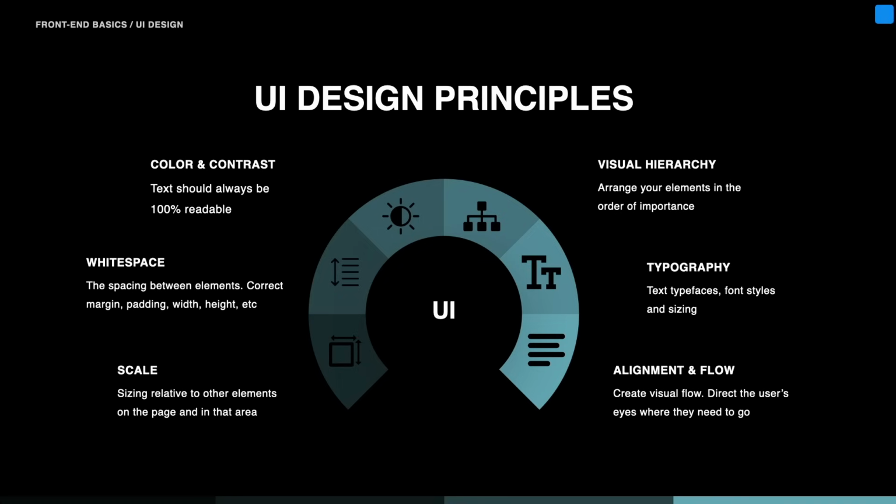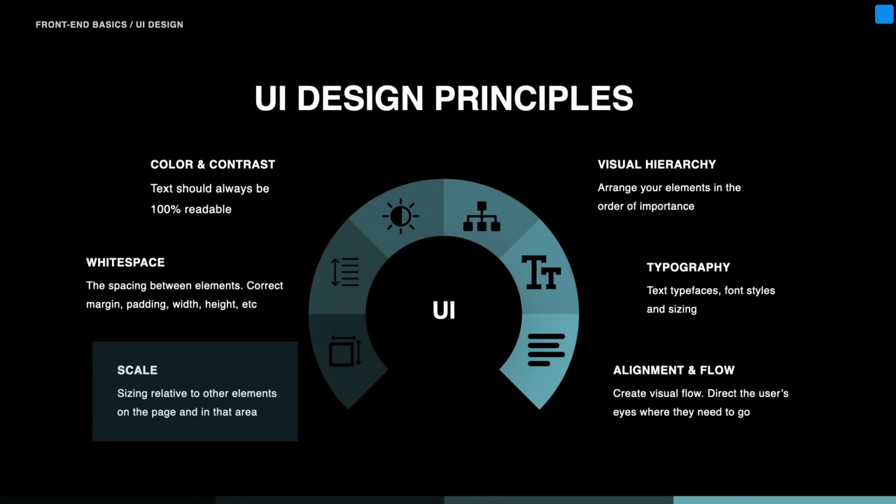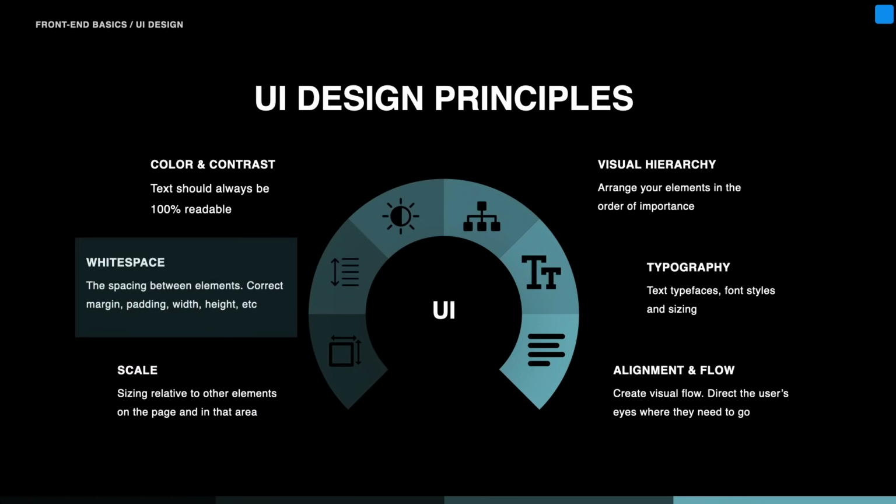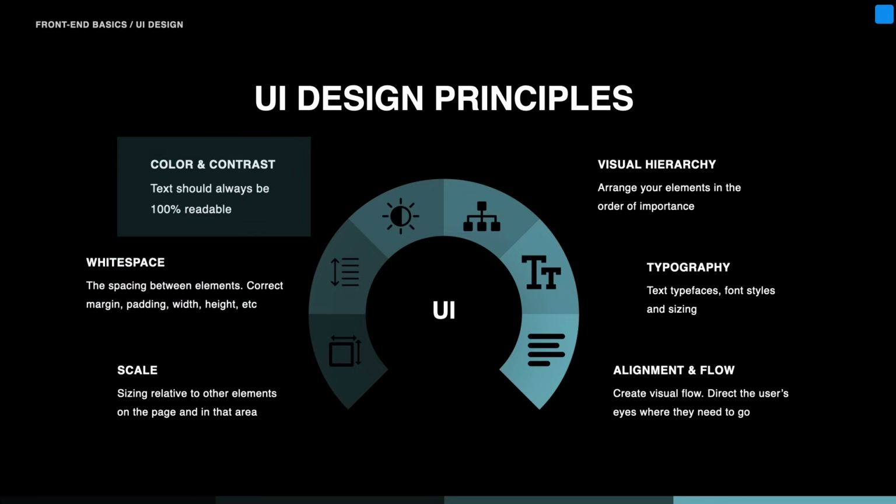So we have scale, which is the sizing of elements relative to other elements around it. White space, which pertains to the spacing around elements. Again, you don't want to have your elements all smushed together. You want to have the right amount of margin in between each element. Color and contrast is a big one. You want to make sure all your text is readable. If you do have a hero image and you have text over it, make sure your overlay is dark enough so that you can actually read the text.